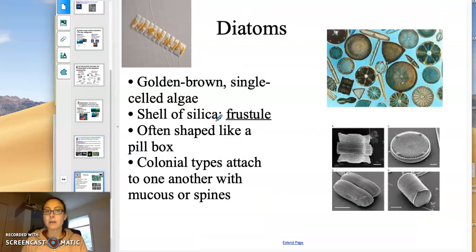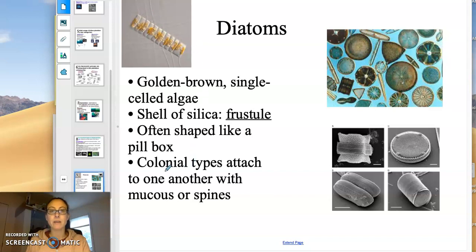Diatoms are sometimes referred to as being a pillbox shape because they have a hard shell made of silica, and they have a top half and a bottom half that fit together kind of like a little tin box. And so they reproduce by that popping apart, and each half becomes the half of a new one. They can live individually on their own, and you can get lots of different shapes and sizes, or this, you can see this has some spines that are growing, and that helps them make long chains.